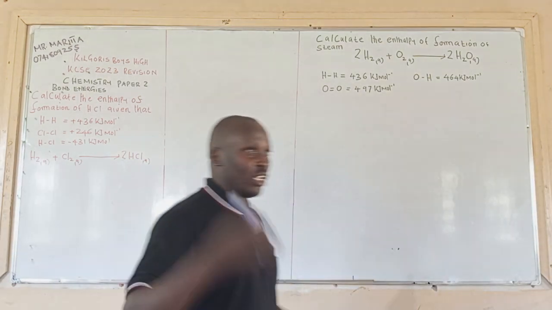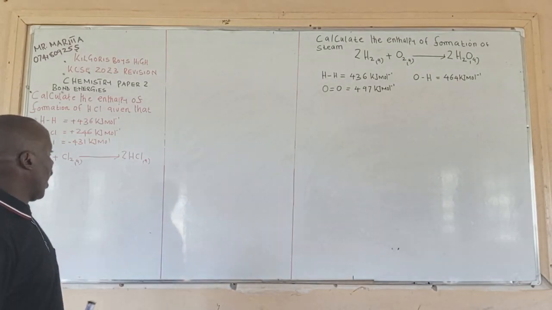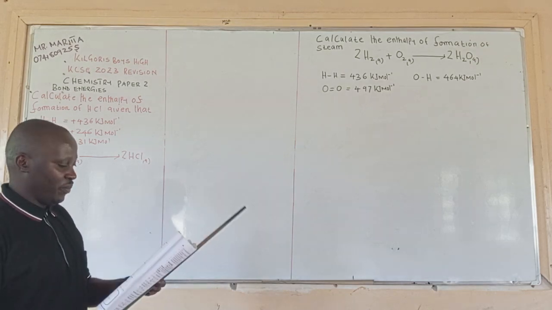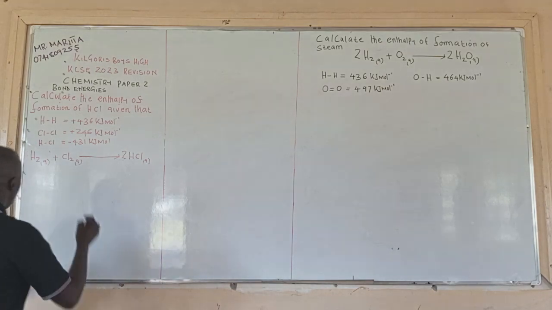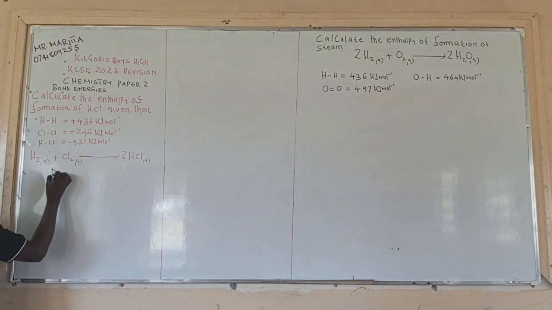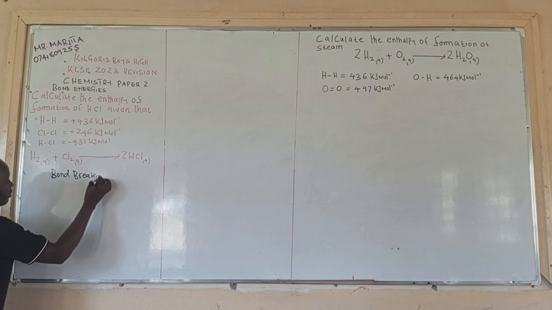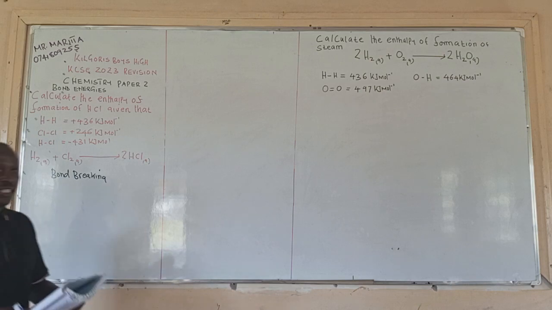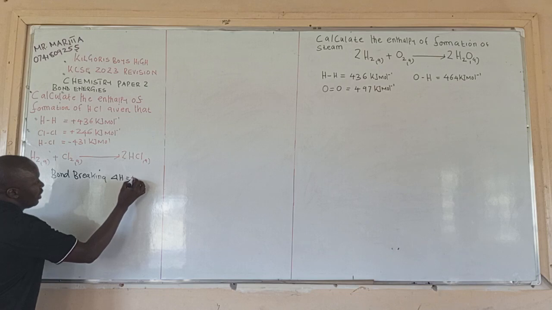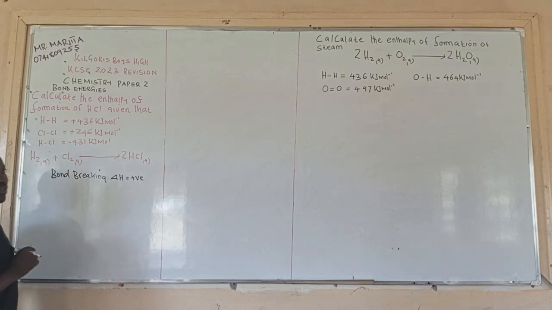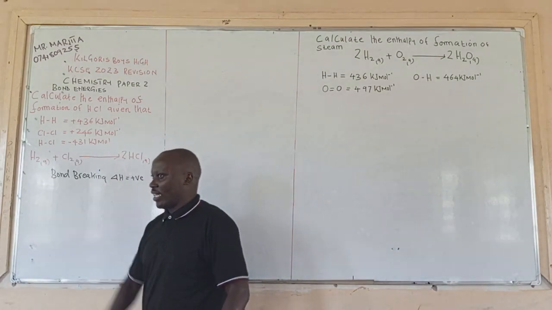So first of all, there are 2 things you need to know. You calculate the bond breaking, and then you calculate the bond formation. So first of all, you start with bond breaking. In most cases, bond breaking, the heat energy is positive. It is an endothermic reaction. And this one normally involves the reactants.